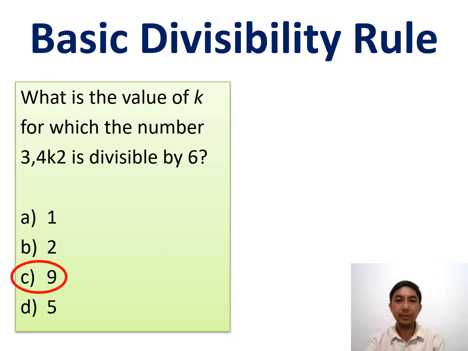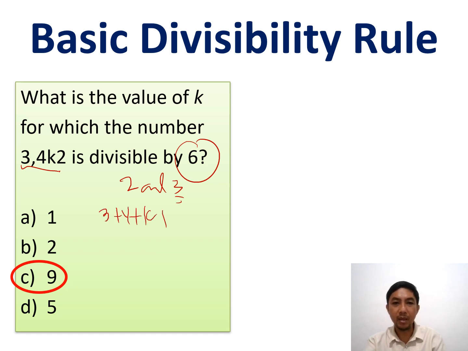Now, in order for us to determine if the number is divisible by 6, it should be divisible by 2 and at the same time divisible by 3. This number is obviously divisible by 2. So, ang i-check na lang natin kung ito po ay divisible by 3. So, in order for us to have a number which is divisible by 3, we are going to add all the digits. So, 3 plus 4 plus k plus 2. And we know 3 plus 4 plus 2 is 9 plus k.